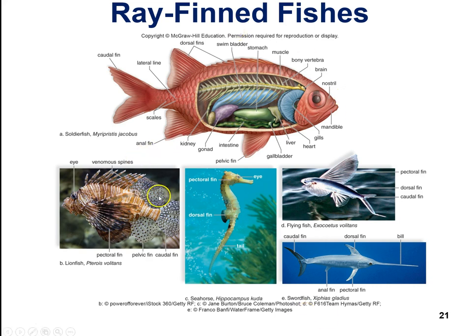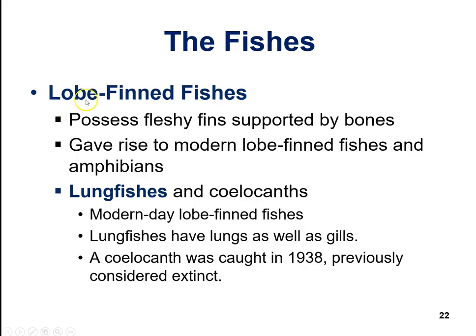So here are some examples of ray fin fishes. These are fishes that you've seen many of. A flying fish, a seahorse is a ray fin fish, and this is just showing you some of the basic anatomy. You aren't responsible for the anatomy of the fish. I said I was going to say a little bit more about these lobe fin fishes, and again, most of the fish that you think about are ray fin fishes.